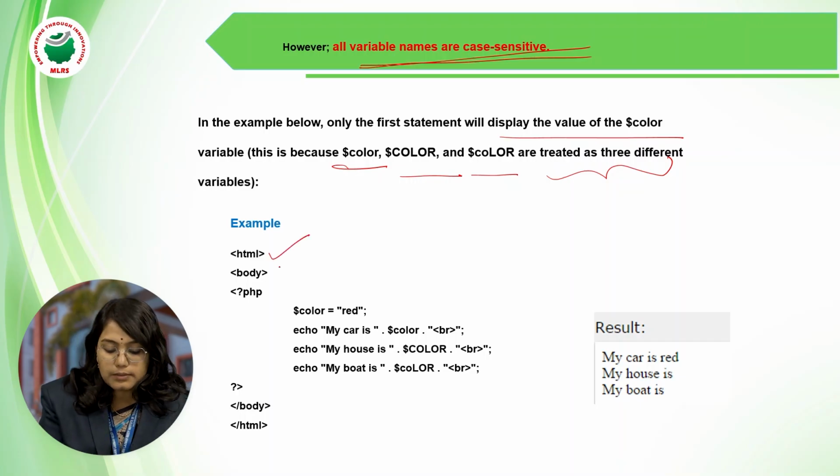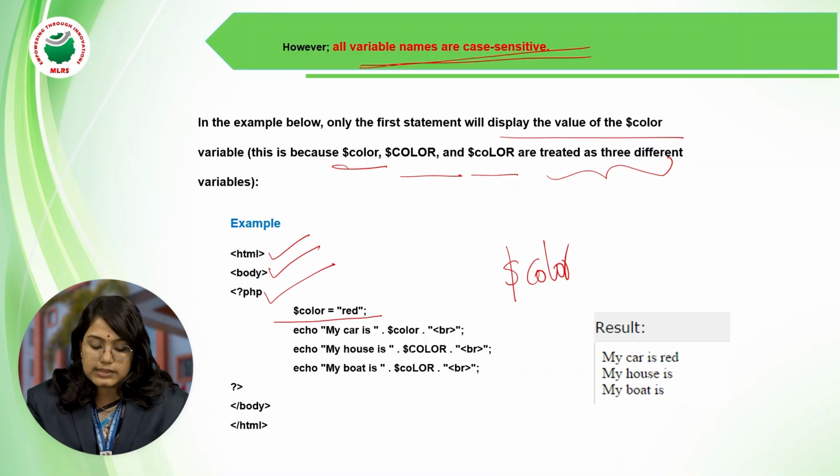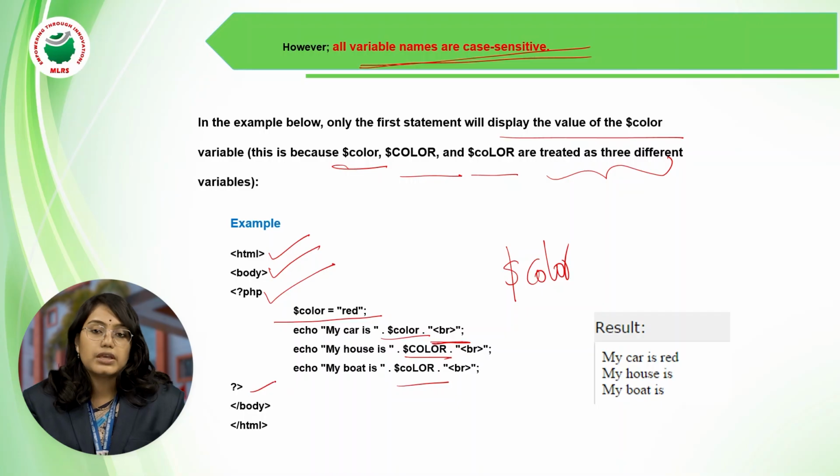Now after opening the HTML code, body and PHP, let's see here. We are declaring $color as red, in small letters. Coming to the echo statement, what we are printing, let's see. My car is $color, in double quotes, followed by a full stop. Next, we want the output to come in a new line. Here, my house is $COLOR. Let's see what is the output. After closing this PHP script, we have to close the body and HTML.